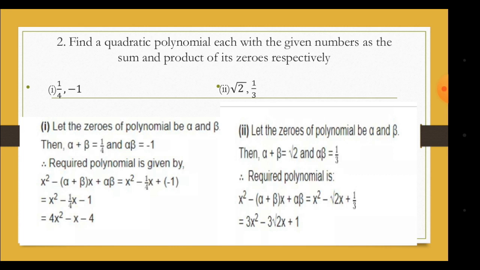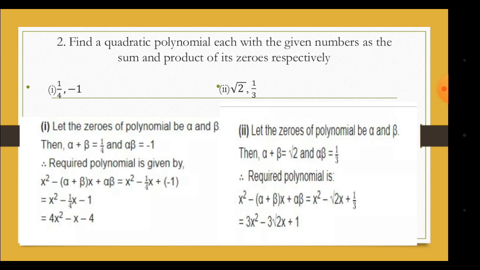See one more example, one more question. In the second you have root 2 as the sum of zeros and 1 upon 3 as the product of zeros. That means alpha plus beta is root 2 and alpha into beta is equal to 1 upon 3. So again here our formula is x square minus in bracket alpha plus beta into x plus alpha into beta. So replace here the values. So we get x square minus root 2 x plus 1 upon 3. So our required polynomial is what? x square minus root 2 x plus 1 upon 3.